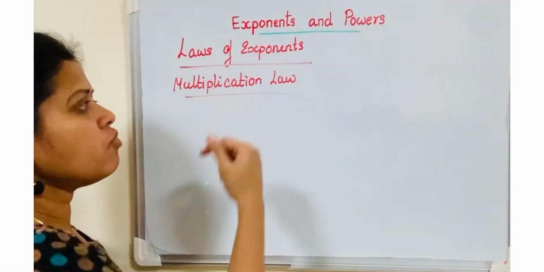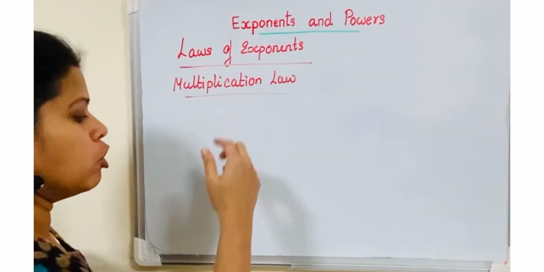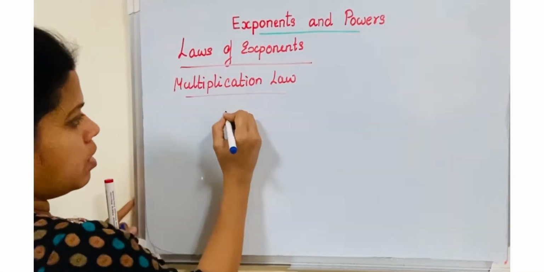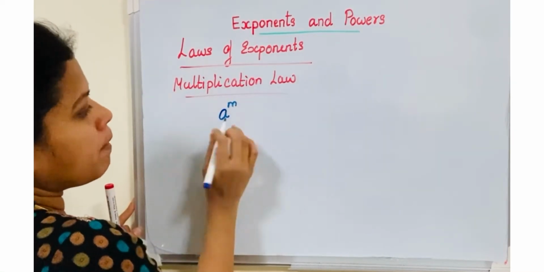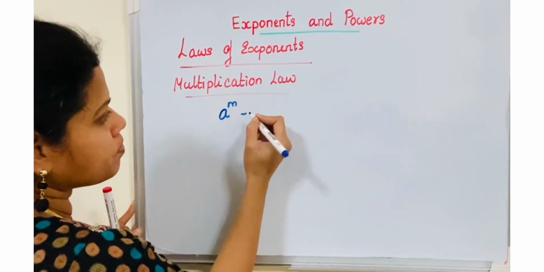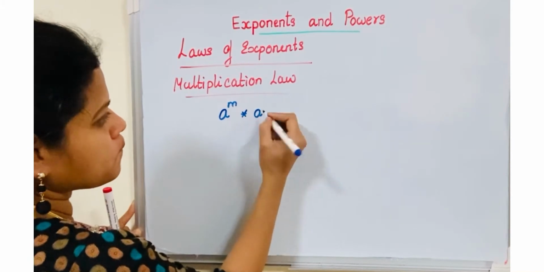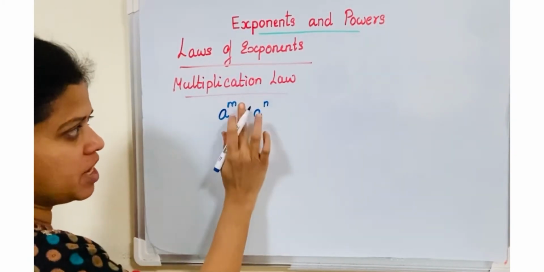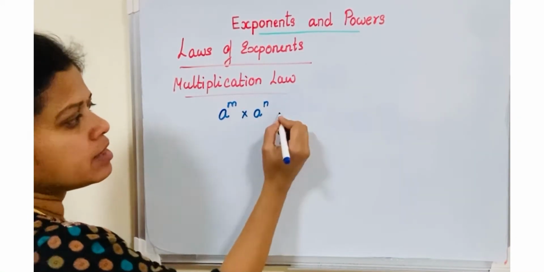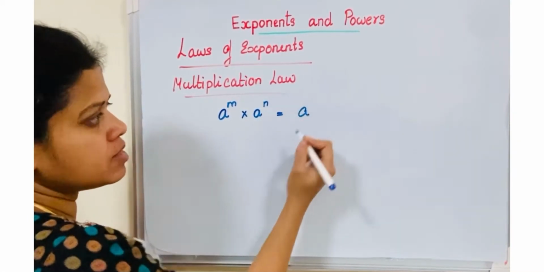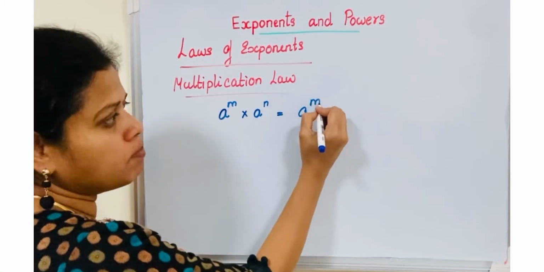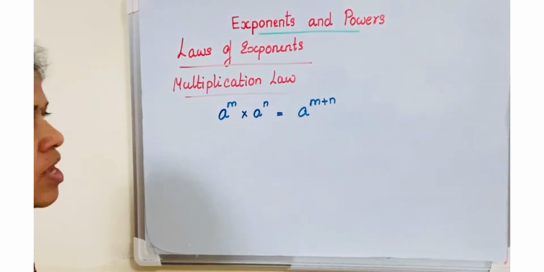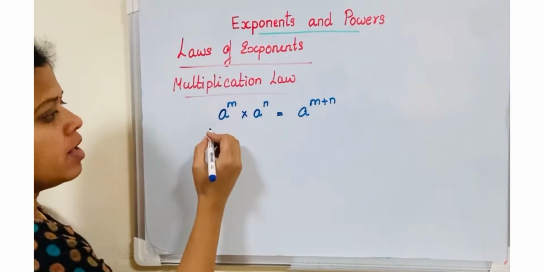Next are the laws of exponents, the multiplication law. Here, if the base is the same in multiplication, then take the common base and just add the powers, add the exponents. This is the multiplication law.